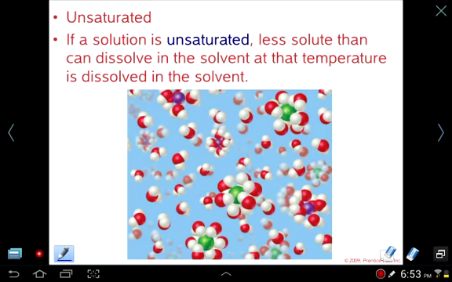In an unsaturated solution, the solution can hold more solute if you add more solute. So it has less solute than it can hold at a particular temperature. And we'll see how temperature actually affects the amount of solute that can be dissolved. So temperature is actually an important factor here.